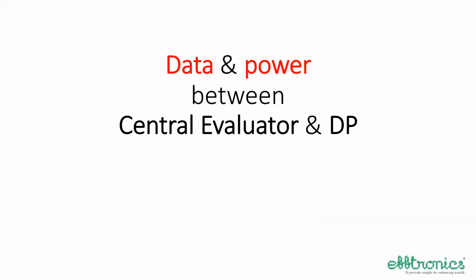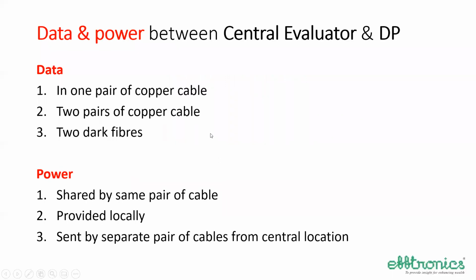And data and power. That is, data is exchanged between the electronics at the detection point, wheel detection point, and central evaluator. And the power is required at the detection point from the central place. This is the condition to be met. So data can be taken in 1 pair of copper cable or 2 pairs of copper cable or 2 dark fibers. 3 models are there.